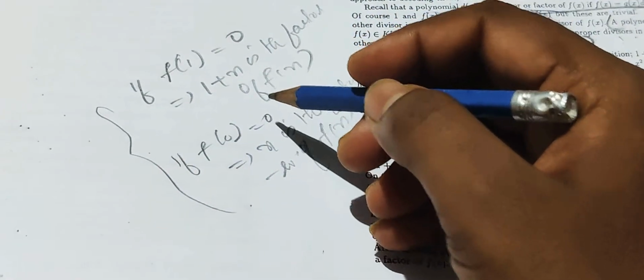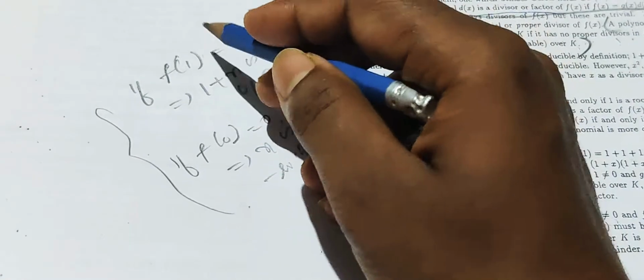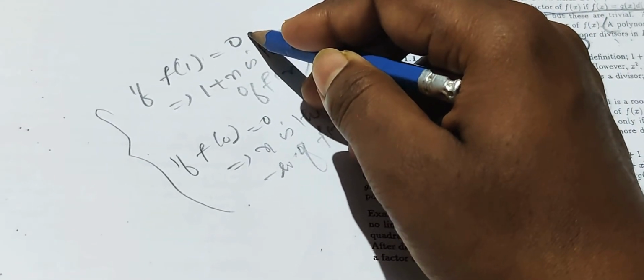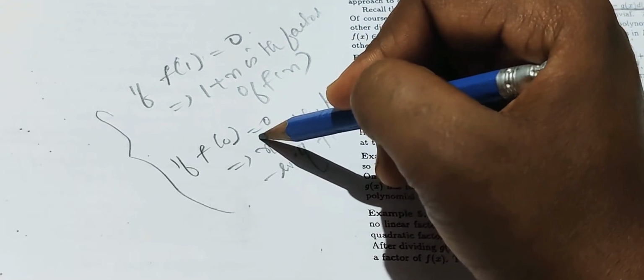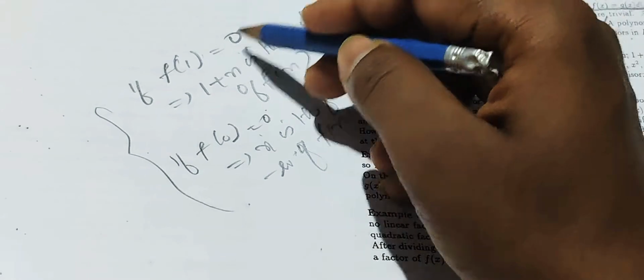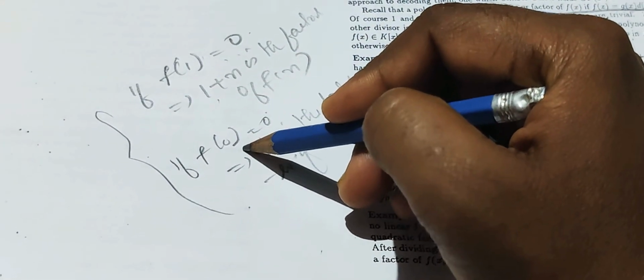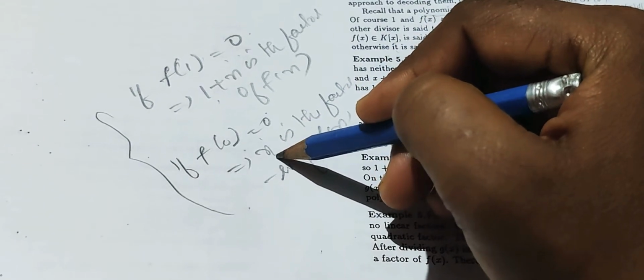Now, we have a question: f of x is a reducible or irreducible polynomial? First, f of 1 is equal to 0, check. Next, f of 0 is equal to 0, check. So both of these conditions hold. If the first condition holds, 1 plus x is a factor, and if the second holds, x is a factor of that one.